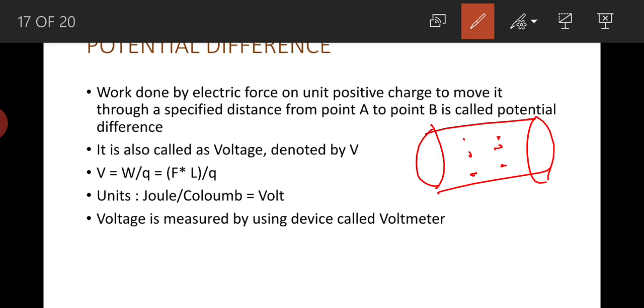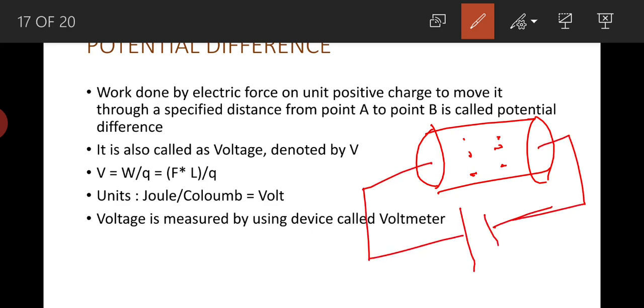Without connecting to the battery, these free electrons will not move from one place to another. Whenever we connect it to the battery, only then will these free electrons move. Whenever we connect it to the battery, this battery creates some potential difference between the ends of the conductor. That potential difference makes the electrons move from one place to another.